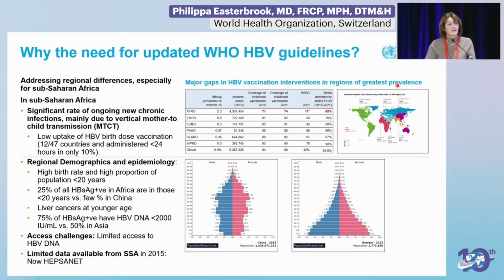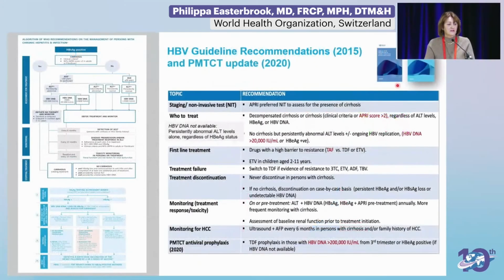And so for mother-to-child transmission, I was struck when in the early stages of the guidelines development, 25% of all Hep B surface antigen positive in Africa are in those less than 20 years, compared to China, for example, with their highly effective vaccination program, including birth dose, where there are very few. I think also recognizing the access challenges to Hep B DNA, which obviously in professional society guidelines is an absolutely integral part of determining eligibility, and the need for us to recognize other routes to access treatment that are not dependent on Hep B DNA.